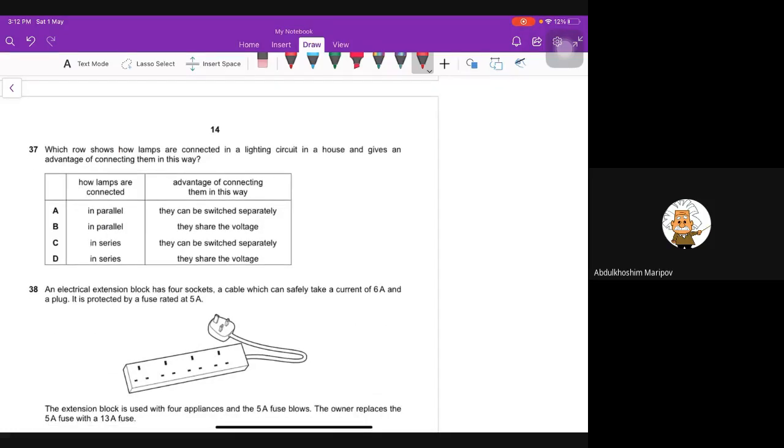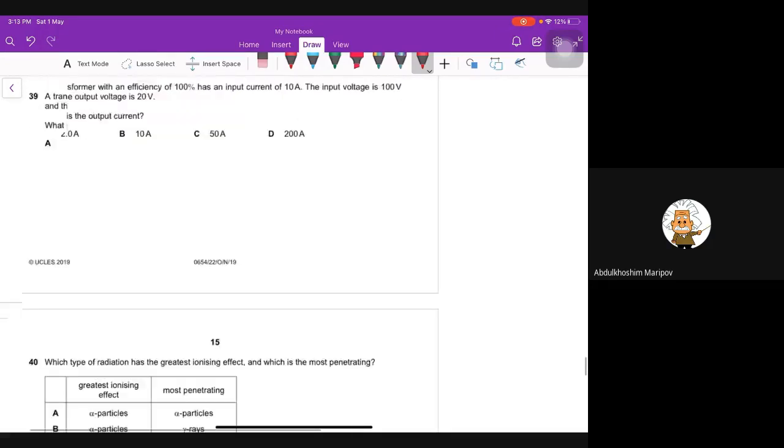37. Which row shows how lamps are connected in a lighting circuit in a house and gives an advantage of connecting them in this way? At house, guys, in your house. You're not going to connect with series, right? Why? Always parallel. Why? Because when you switch each lamp, you want to switch separately. For example, your corridor has many lights, right? Sometimes you need more light, sometimes less light would be fine. So they can be switched separately, okay? They share voltage. This is what the series does. So you take only parallel. So it's A.